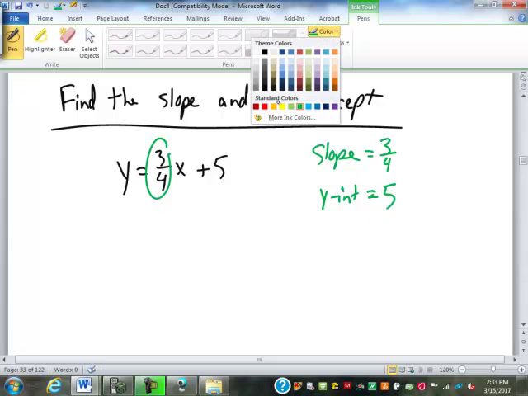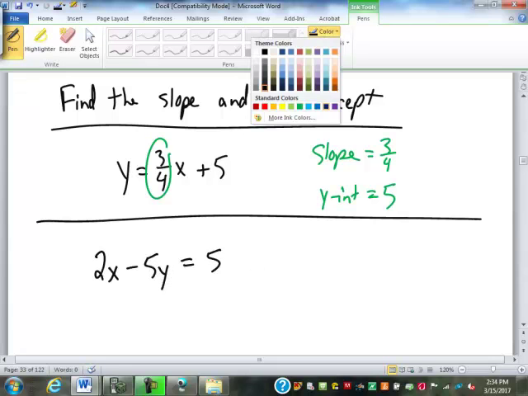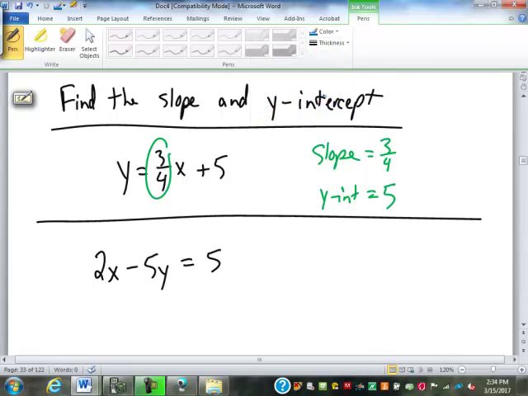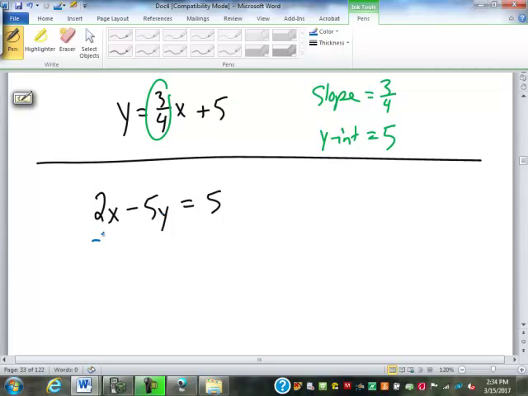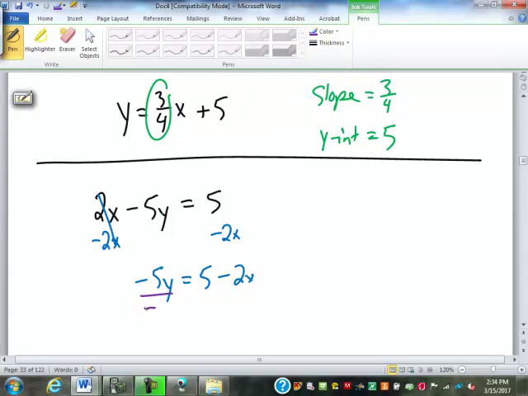5. But it's a little more difficult if I give you the equation 2x minus 5y equals 5. Now we could rearrange this, solving for y, by doing what? We subtract the 2x. So negative 5y equals 5 minus 2x. And then what? Divide by the negative 5.